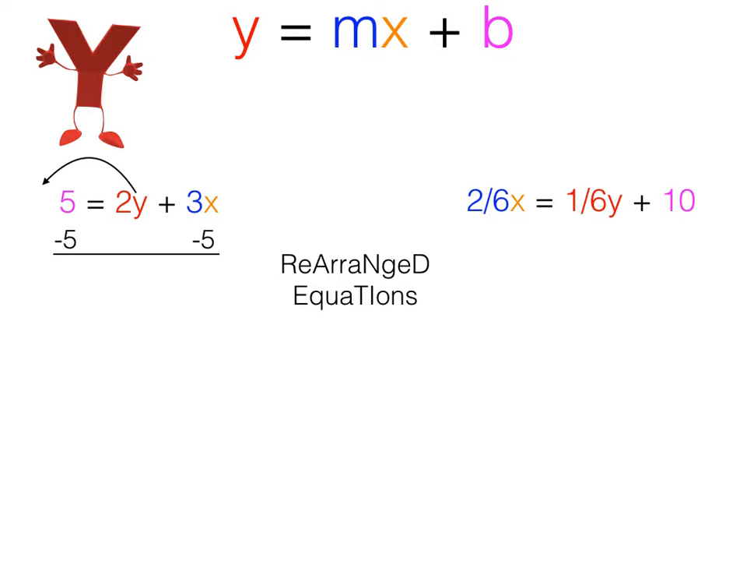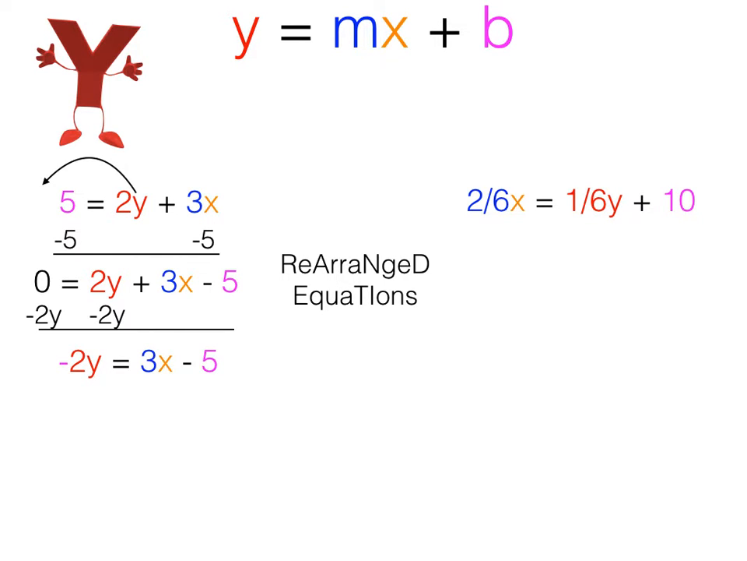First, we will subtract 5 on both sides. Then, we will subtract 2y. We can divide each side by negative 2 to get our equation. Remember that (3x minus 5) divided by negative 2 is equal to 3x divided by negative 2 minus 5 divided by negative 2. So our equation in slope-intercept form is y equals negative 3/2 x plus 5/2.